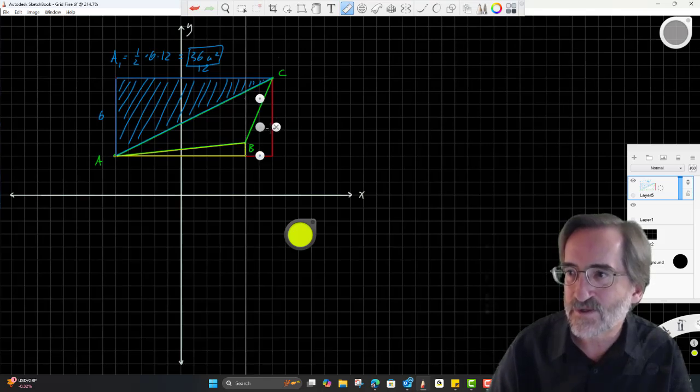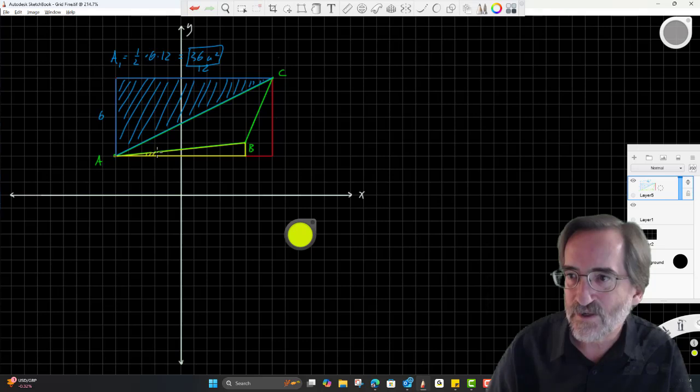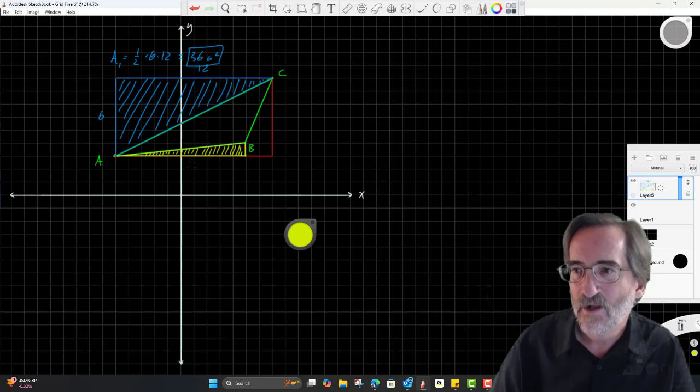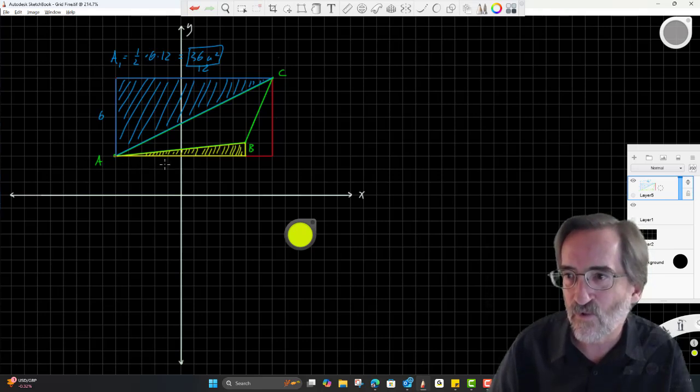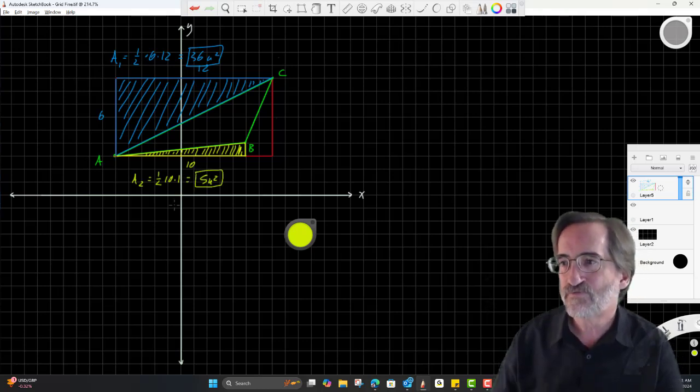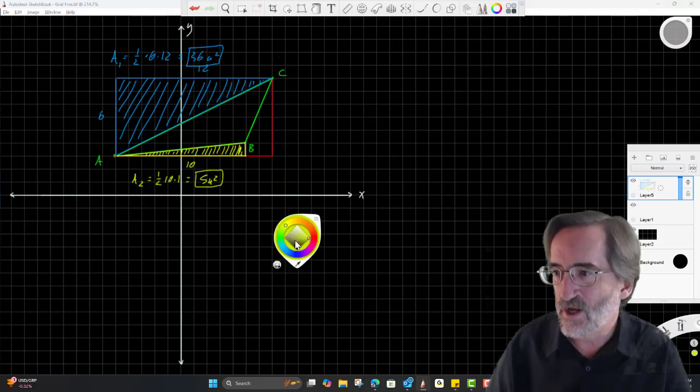And as you can see, this is why I'm not focusing on the simple cases here. It's quite involved, but not complicated really. It's just a lot of triangles. So this has a width of 2, 4, 6, 8, 10, and a height of 1. So the area, we'll call this area 2, is 1/2 of 10 times 1, which is 5 square units.